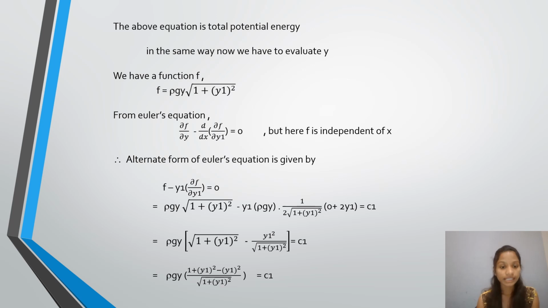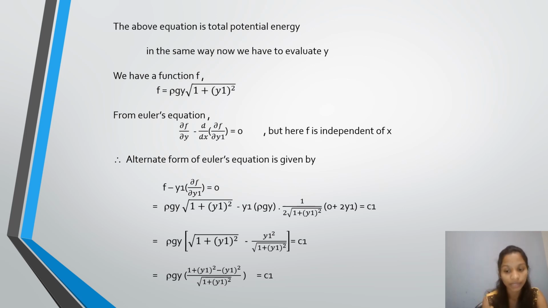So according to this equation, let us write the values. As we all know, f is rho into g into y into root of 1 plus y dash square. Copy that value in the place of f, then minus y dash as it is, then dou f by dou y dash. So we have to differentiate the equation f, that is rho g y into root of 1 plus y dash square, with respect to y dash.